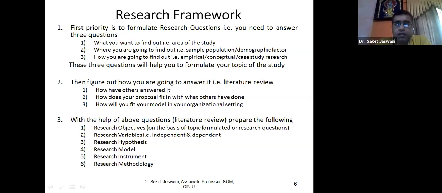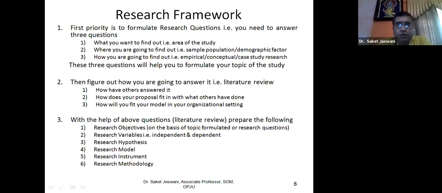The first priority is to formulate research questions. So first of all, you need to formulate your research question, and in formulating it, you need to answer 3 questions. The first one is what you want to find out, that is the area of your study.